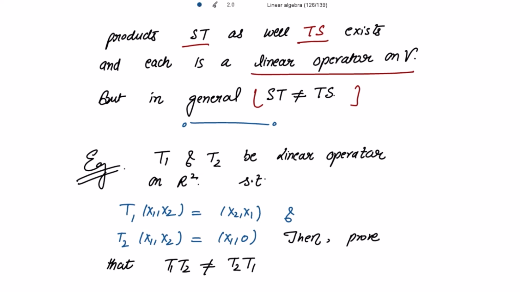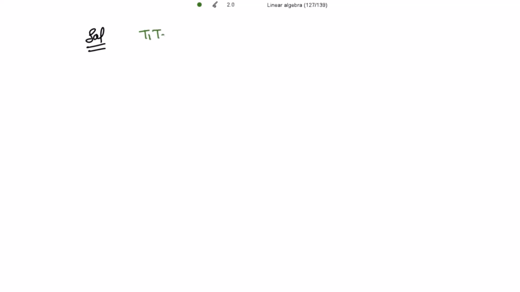Let T1 and T2 be the linear operators on R2, the two-dimensional space, such that T1 of (x1, x2) is (x2, x1), the interchange, and T2 of (x1, x2) is (x1, 0). These are the two definitions given to us. We need to prove that the product T1 T2 is not equal to the product T2 T1. So let's take this first. The product T1 T2 on (x1, x2) is equal to T1 of T2 of (x1, x2).